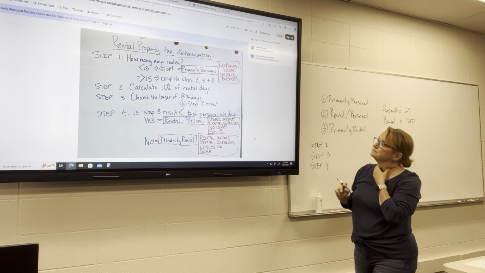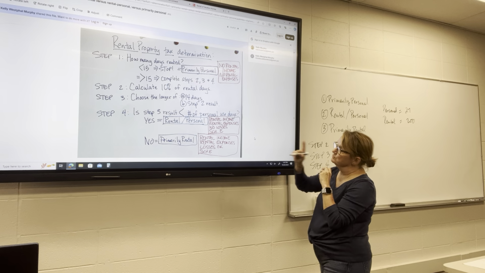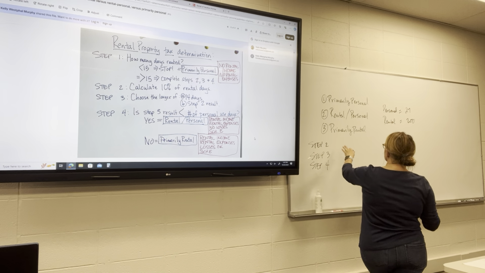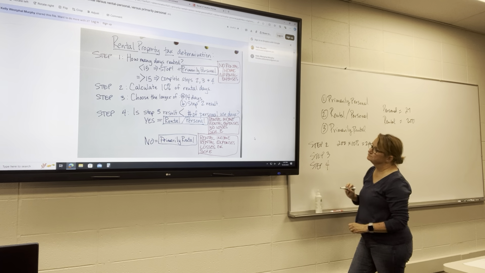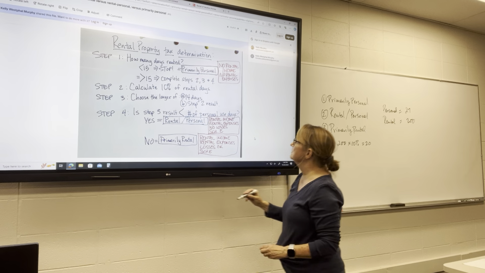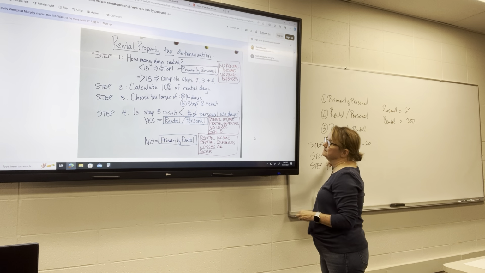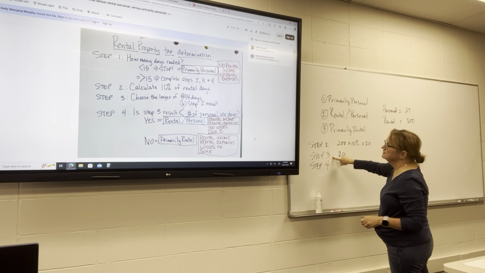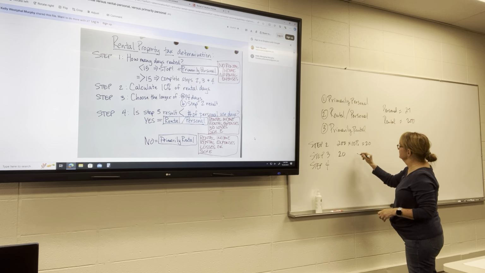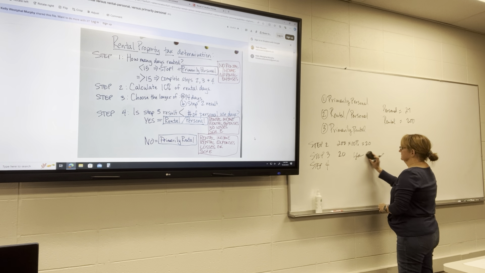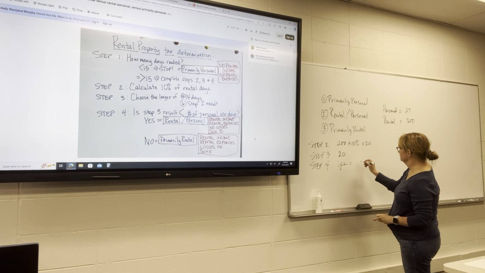All right, so using these steps, how many days was it rented? Was it rented for less than 15 days? No. So we're going to have to go to step 2. Calculate 10% of the rental days. So 200 times 10% equals 20. Step 3, choose the larger of 14 days or the step 2 result: 20. Step 4, is step 3 less than the number of personal use days? Yes. So that equals personal/rental.